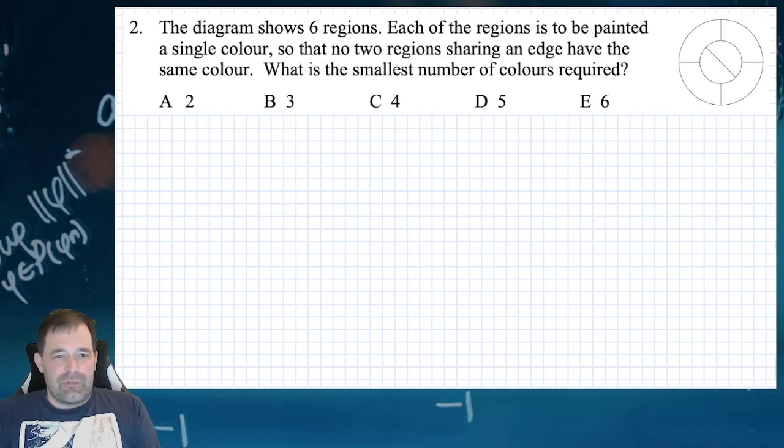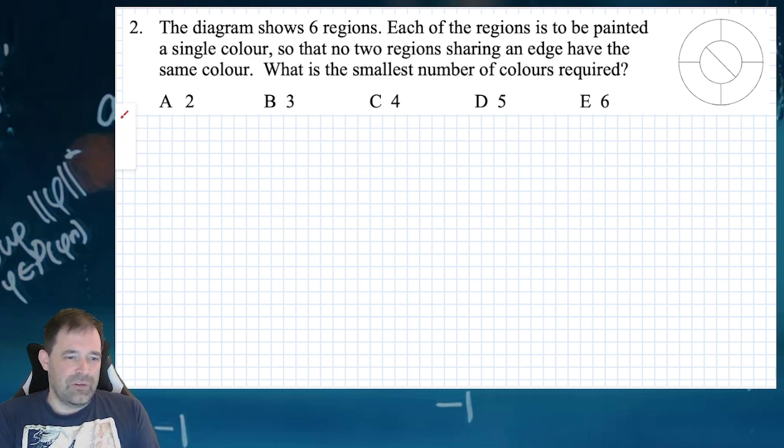Question number 2. The diagram shows 6 regions. Each region is to be painted a single colour, so that no two regions sharing an edge have the same colour. What is the smallest combination of colours? My guess is it's going to be 2 or 3. If you have this one as red, you can't have any of the 4 that surround it red, but you can have that one red. And similarly, if you have this one as blue, the only other one you can colour blue is that one, and then the last 2 sections can be the third colour. So I think it's going to be 3.